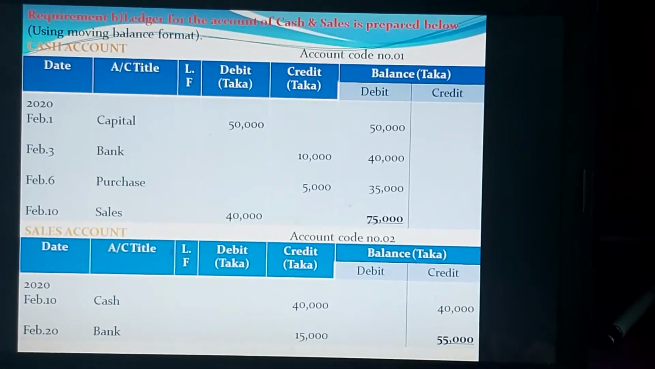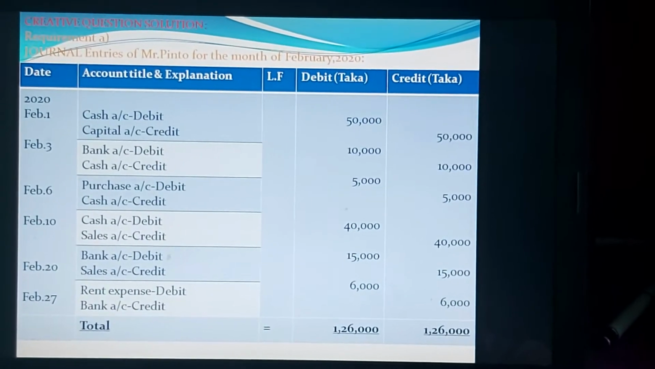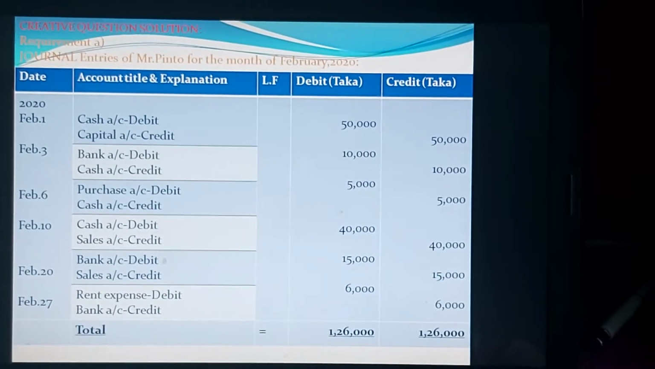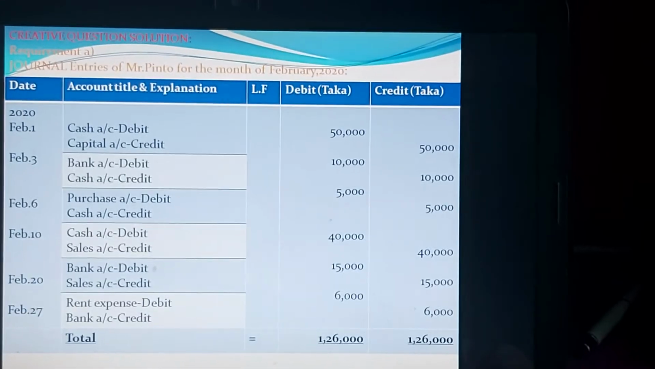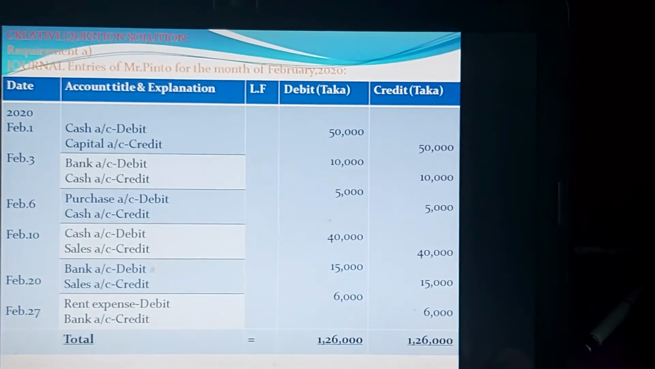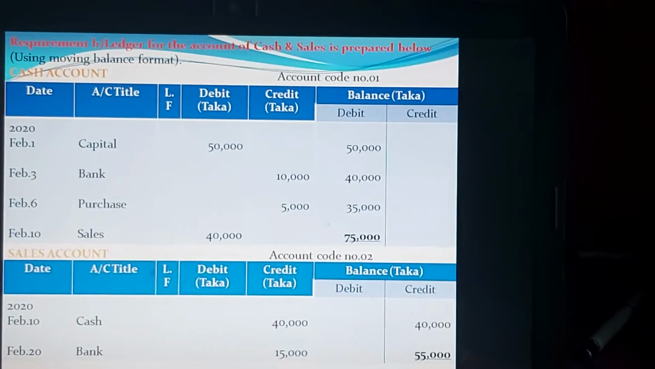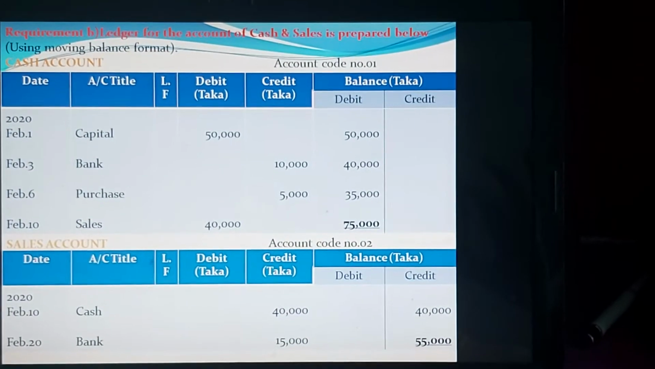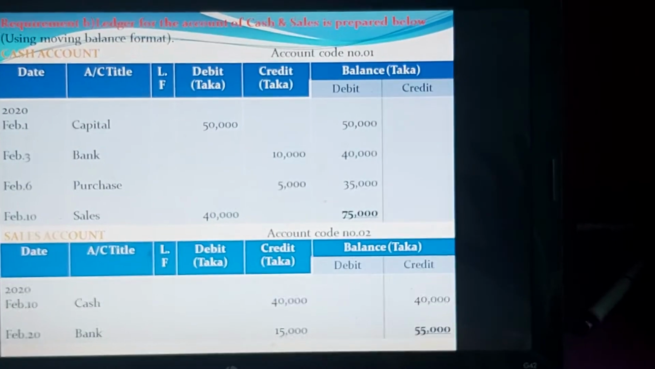Now you can go to the journal, February 3: bank account debit, cash credit. Bank debit taka 10,000, cash credit taka 10,000. Now you can go to the cash account, February 3, opposite account title bank, but cash is credit. You see that in the credit column there is taka 10,000.